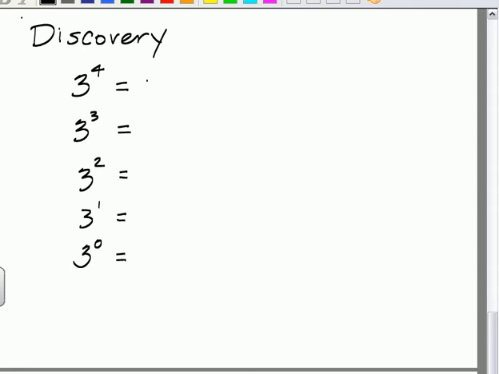See if I can see a pattern over here on the right to figure out what 3 to the 0 is. Okay, so let's do our little mathematical discovery here. 3 to the 4, 3 times 3 times 3 times 3. If we multiply that out, we would get 81. 3 cubed, when we multiply that out, we would get 27. 3 squared, and 3 to the 1st. Okay, good so far. We've established a pattern with our exponents. They are decreasing by 1 every time, so we've got a very consistent pattern there.